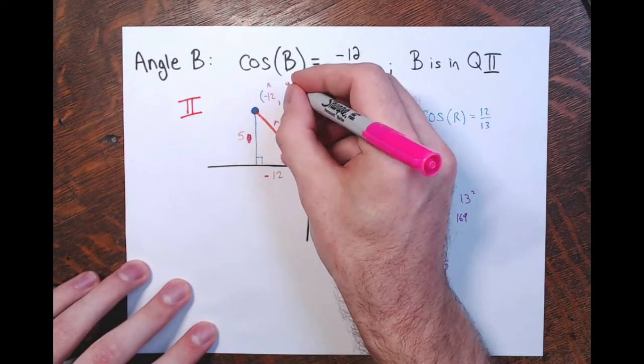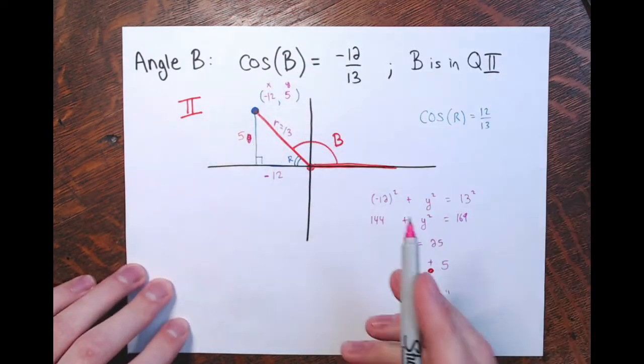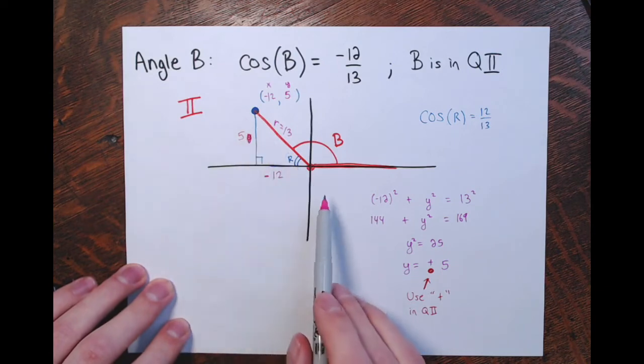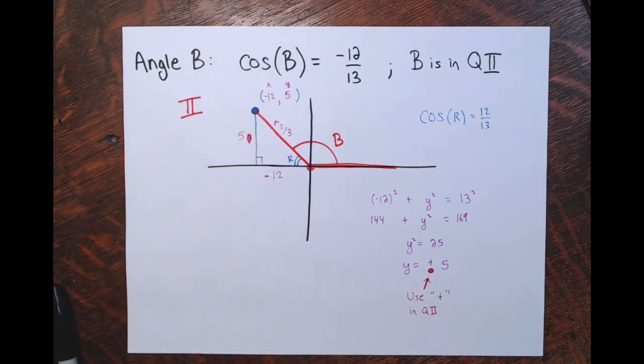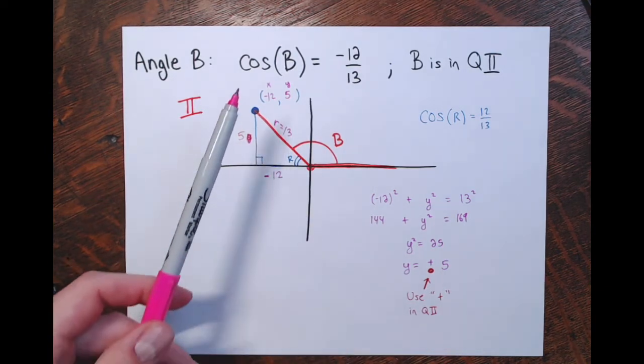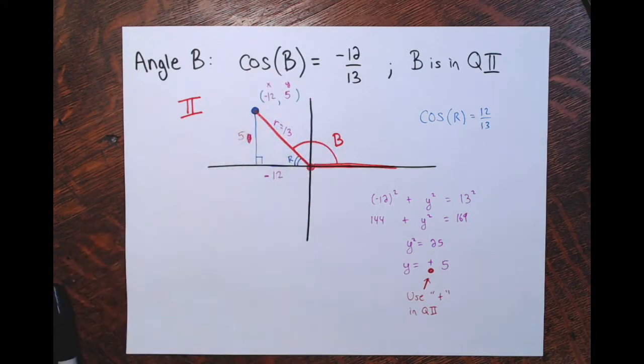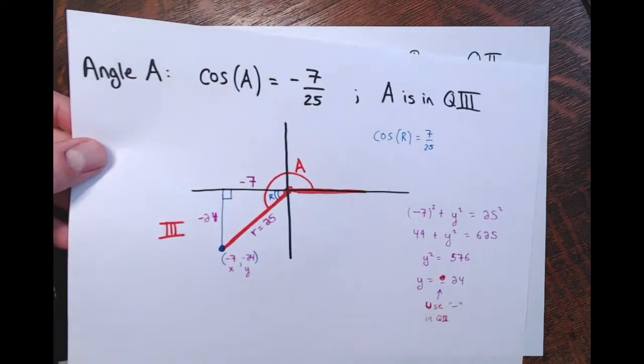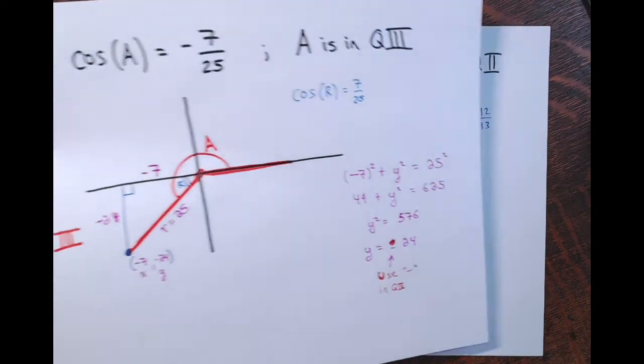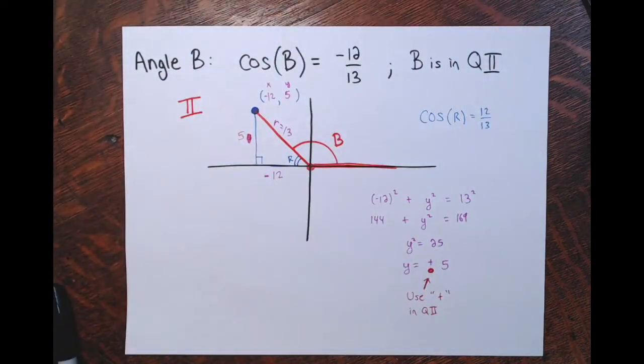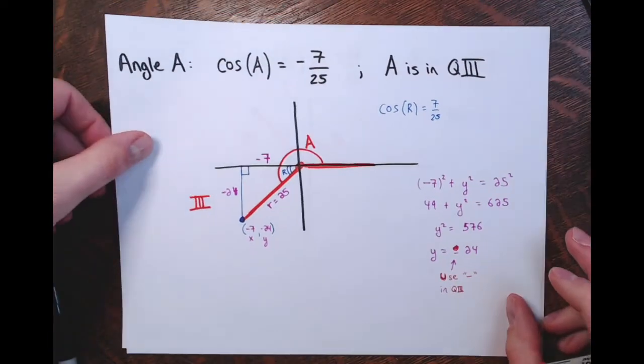So now I have the value of x, the value of y for the point on my terminal side, and I have that r, the distance to the origin. So now I have all the information I need to find the value of any trig function of angle B, right? I could find the sine of angle B, the tangent of angle B, whatever. All right, so I've now got all the information I need about angle A. I've got all the information I need about angle B. Now we can find what if I subtracted those angles.